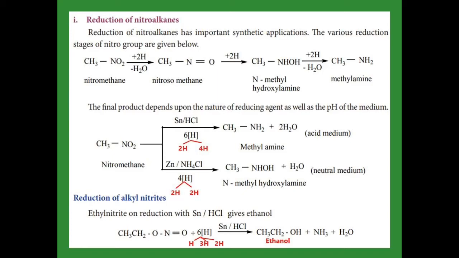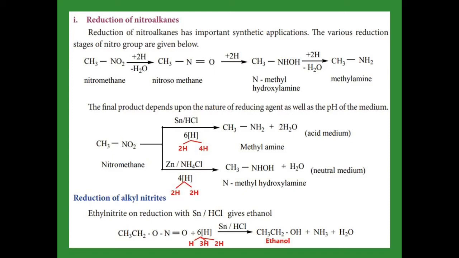Then once again that nitrosomethane is added with 2 hydrogen, so that we get N-methyl hydroxylamine. In this N-methyl hydroxylamine, you see the formula, the nitrogen is attached with the methyl, so N-methyl, and also that nitrogen contains OH, that is the amine NH2 group containing OH as well as methyl, so N-methyl hydroxylamine. Then once again the N-methyl hydroxylamine is added with hydrogen, it takes away one oxygen, so that 1 mole of water is removed, and we get methylamine.